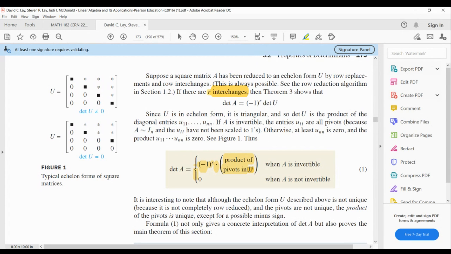Using this approach, most computer programs compute the determinant of A for a general matrix, and any modern microcomputer could calculate a 25 by 25 determinant in a fraction of a second, because only about 10,000 operations are required. That's what it says in the numerical note. Okay.